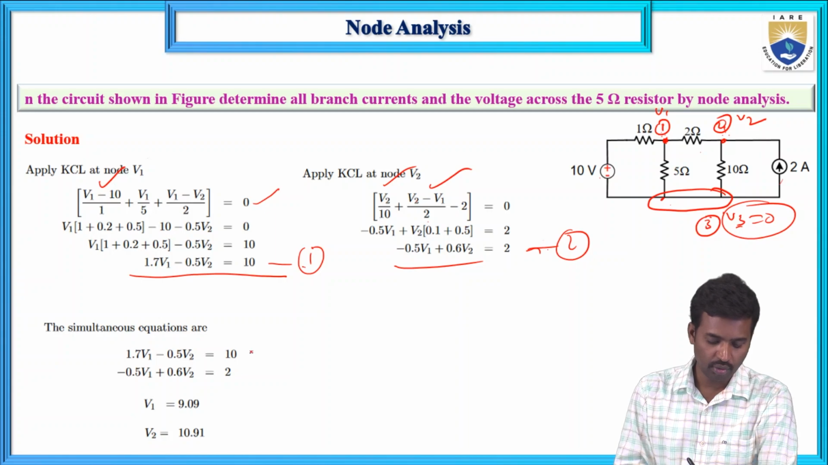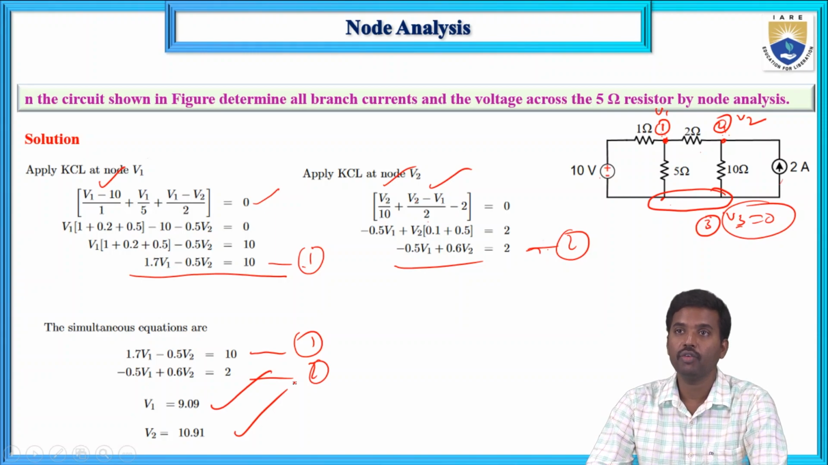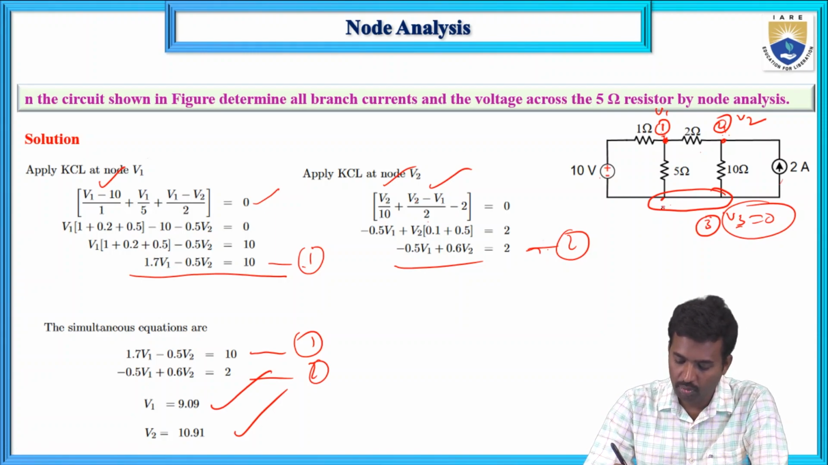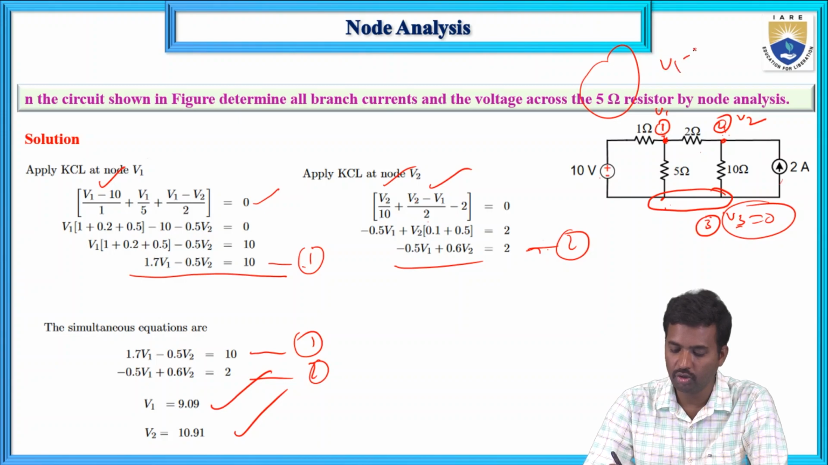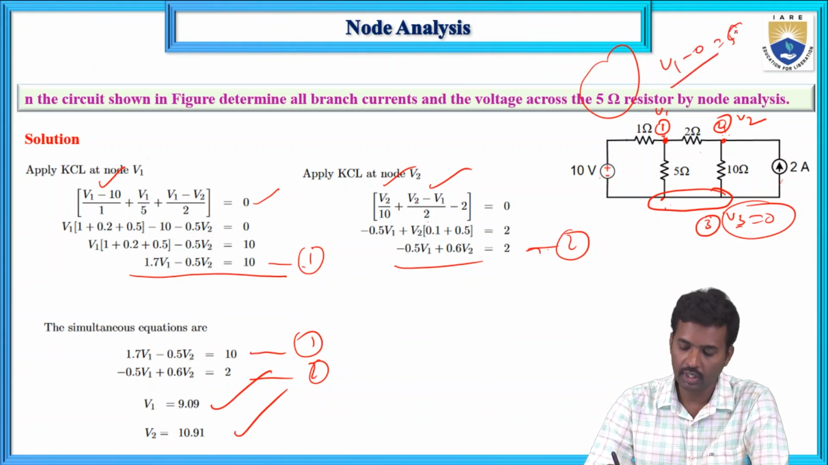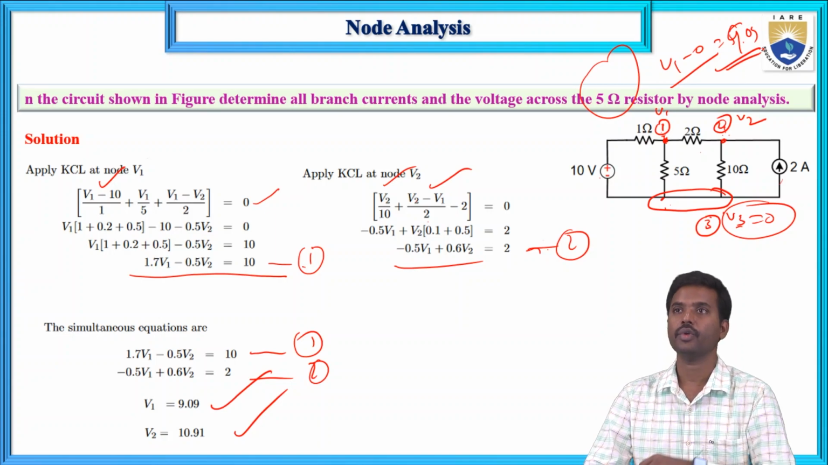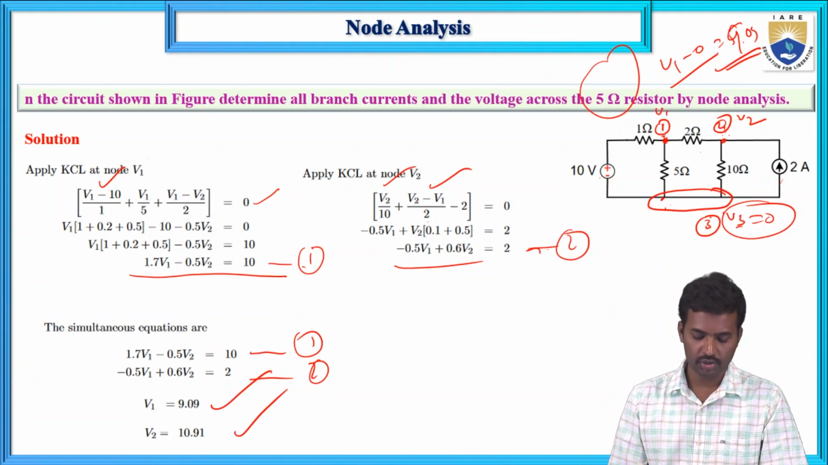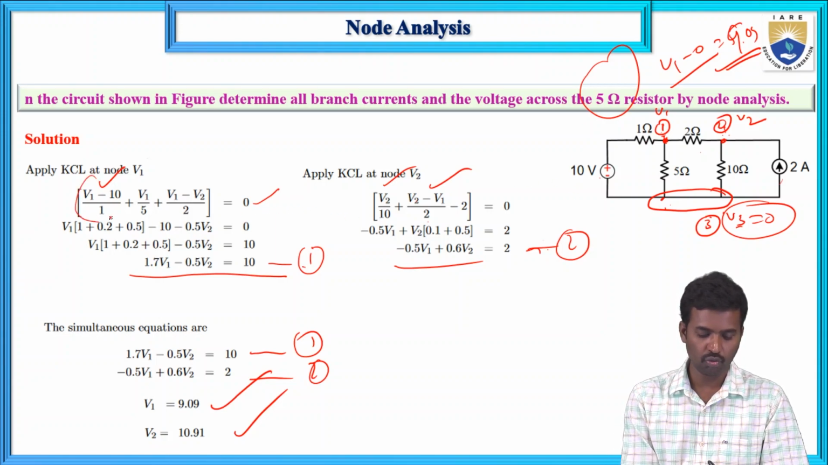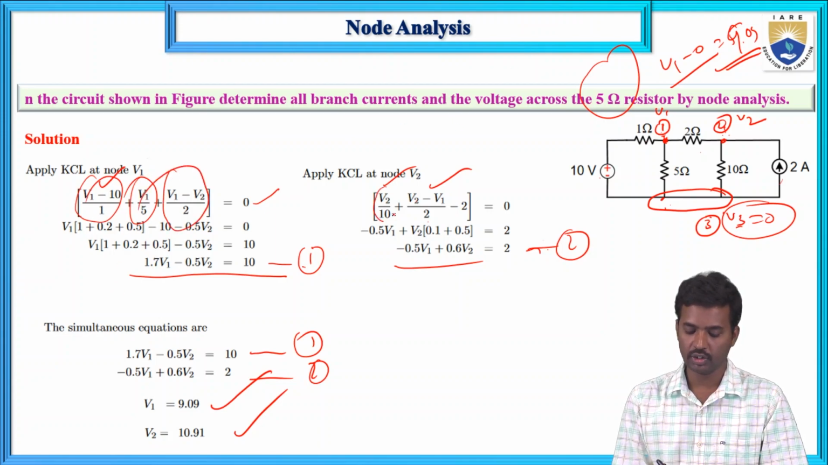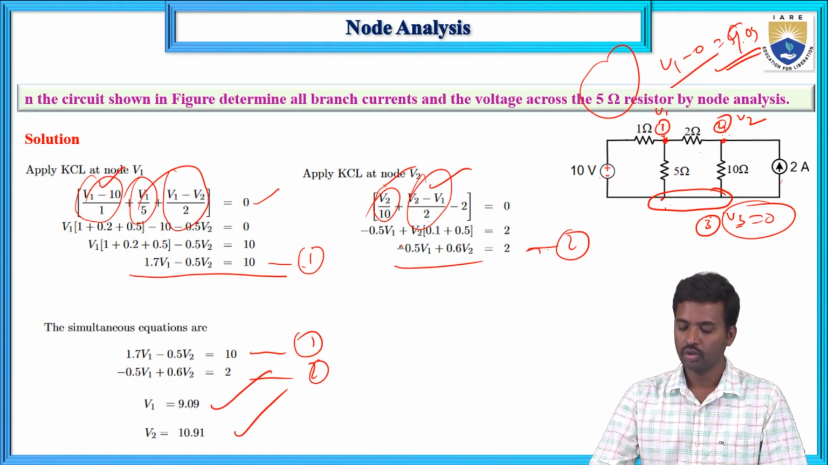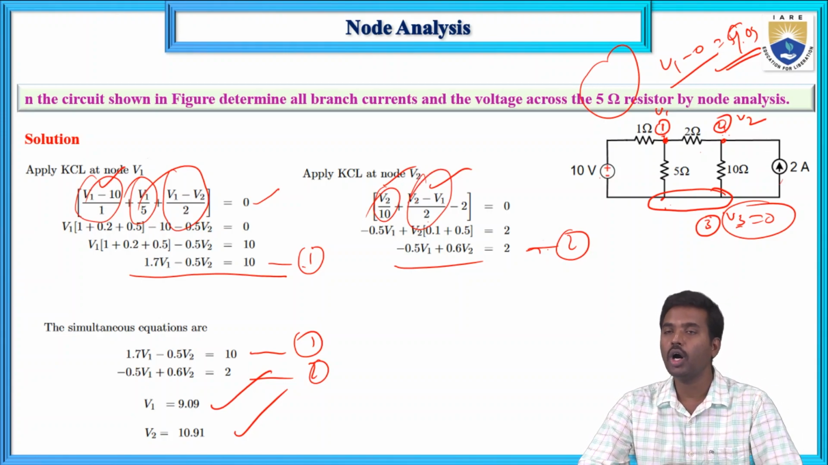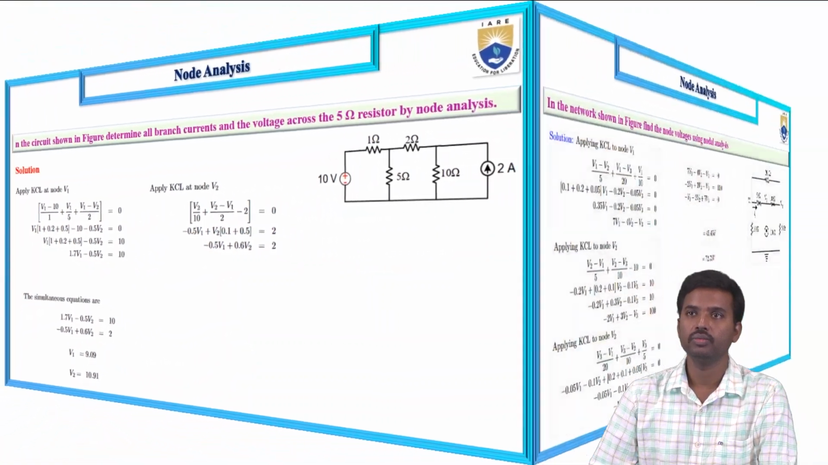If you solve equations 1 and 2, you will get V1 and V2. From that V1 and V2, the voltage across the 5 ohms resistor means V1 minus 0, that equals 9.09. And currents also you can determine. If you substitute V1 and V2, this is for the 1 ohm resistor current, this is for the 5 ohms resistor current, this is for the 2 ohms resistor current, this is for the 10 ohms resistor current, and this is for the 2 ohms resistor current. V1 minus V2 by 2 or V2 minus V1 by 2.